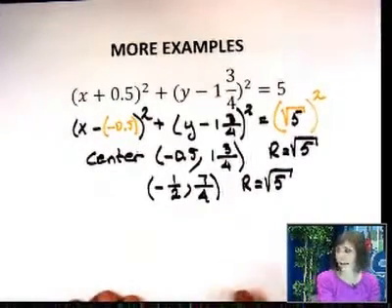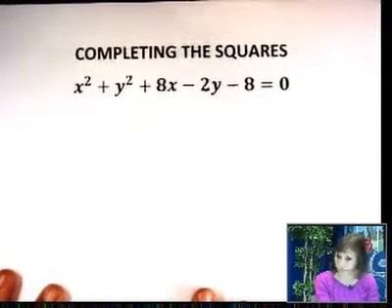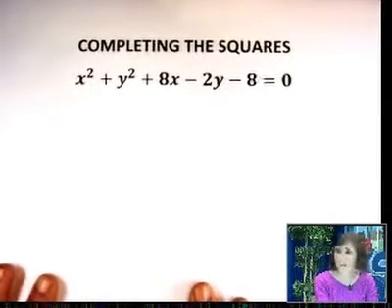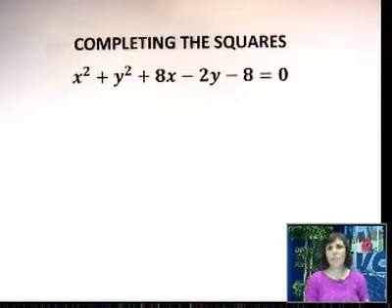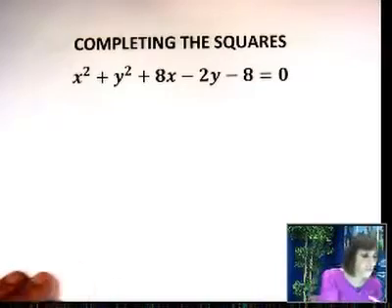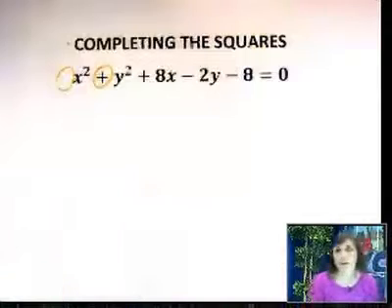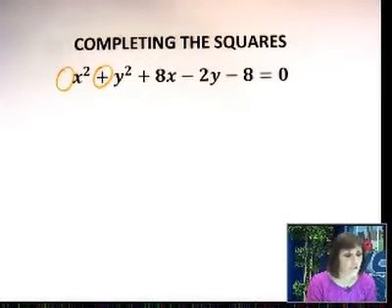Okay, now that I dealt with this, here's a problem. Completing the squares. How do you do completing the squares for a circle? First of all, you should be able to recognize it as a circle before you start. You're looking for positives in front of x squared and y squared. That's positive. That's good.